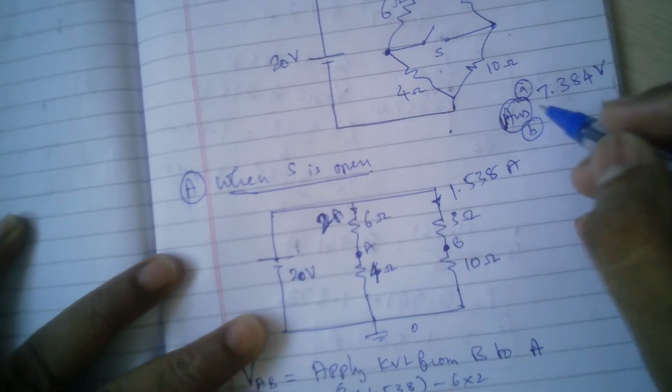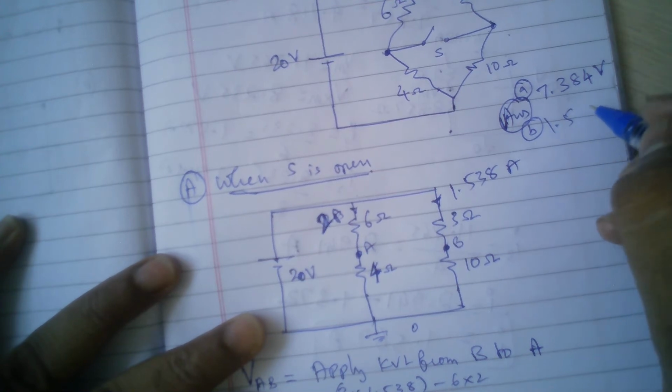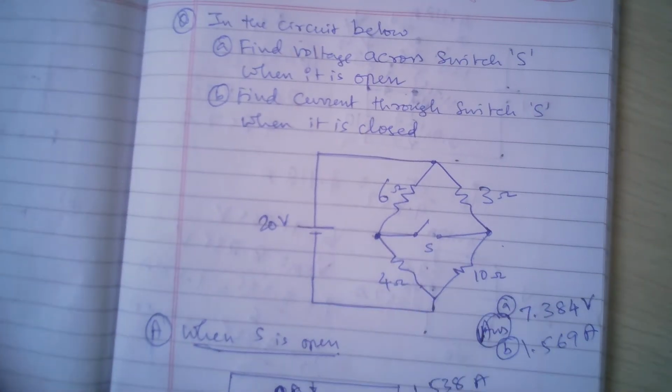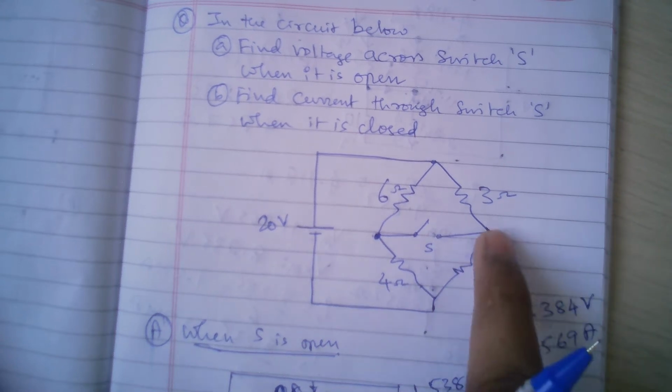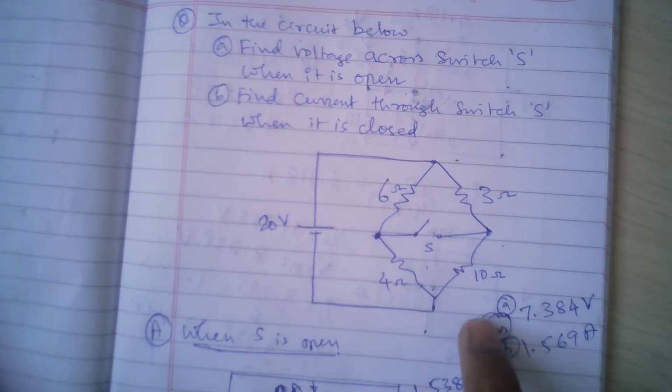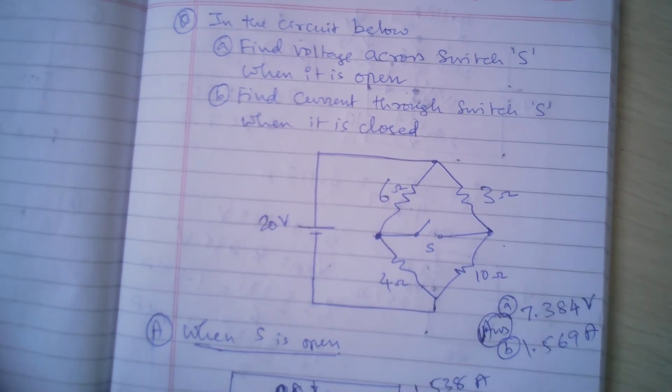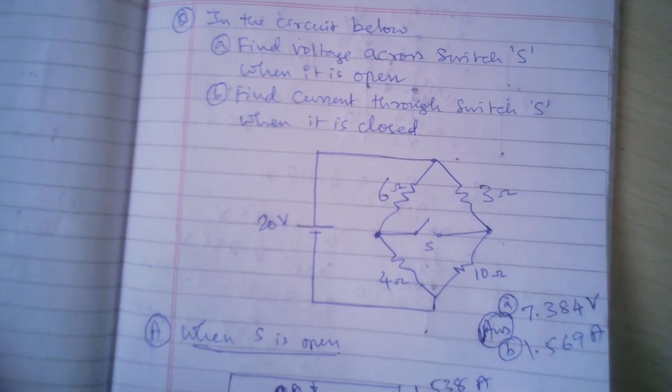Answer to the B part is 1.569 amperes. Okay, so when the switch is closed, this much current will be flowing from right to left. And similarly, when the switch is open, this much voltage will be there, where the right side will be the higher voltage. Okay. So there's just one more way to confirm our answer.